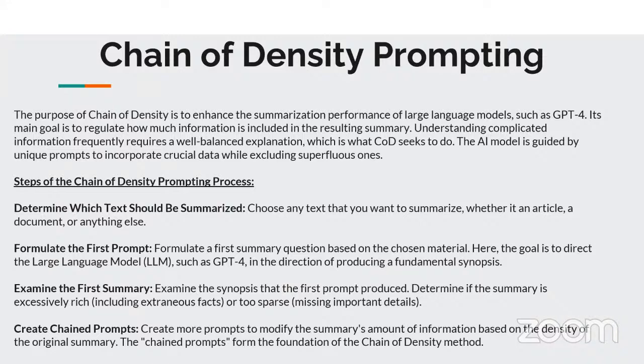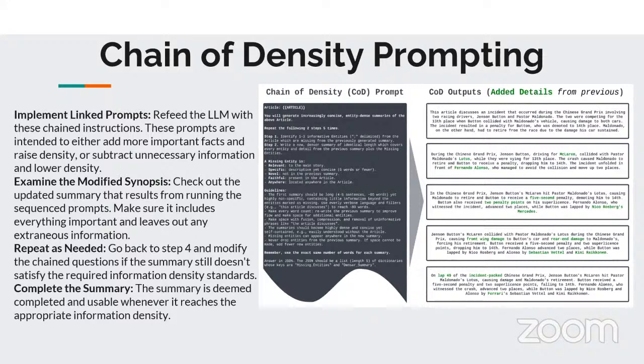After that, we will initialize the prompt: create a basic summary prompt to start the process. Then there will be a review of the summary. In the review, check if the first summary has too much or too little information. If it has too much or too little information, then we'll create a chained prompt, developing follow-up prompts to adjust the summary's detail level.